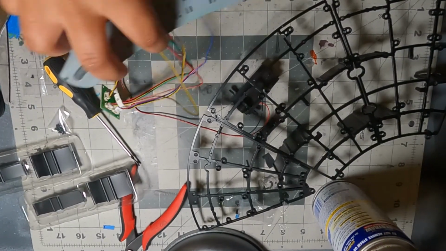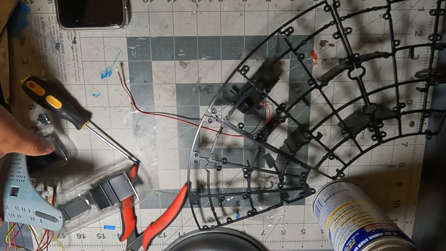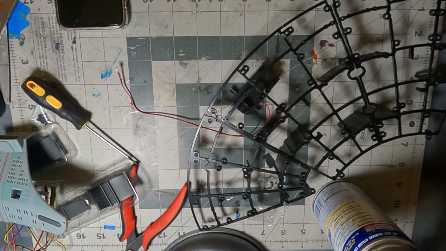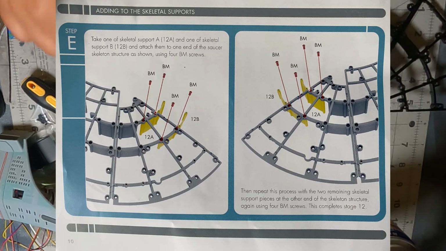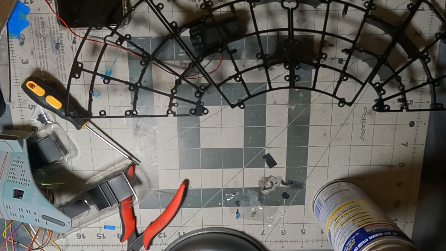Okay, this is how the lights are looking for the rear battle section. So, testing out these lights, this is the end of stage 12. We'll go ahead and move on to stage 13. We are back with stage 12. I'm not going to read out step E, it's adding some skeletal supports basically to go on both sides. So I'm just going to go ahead and get those put together, and we'll go from there.